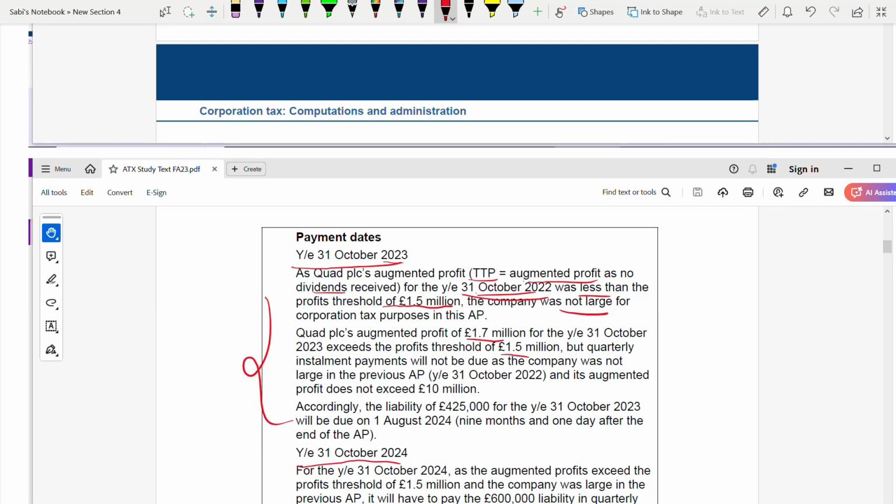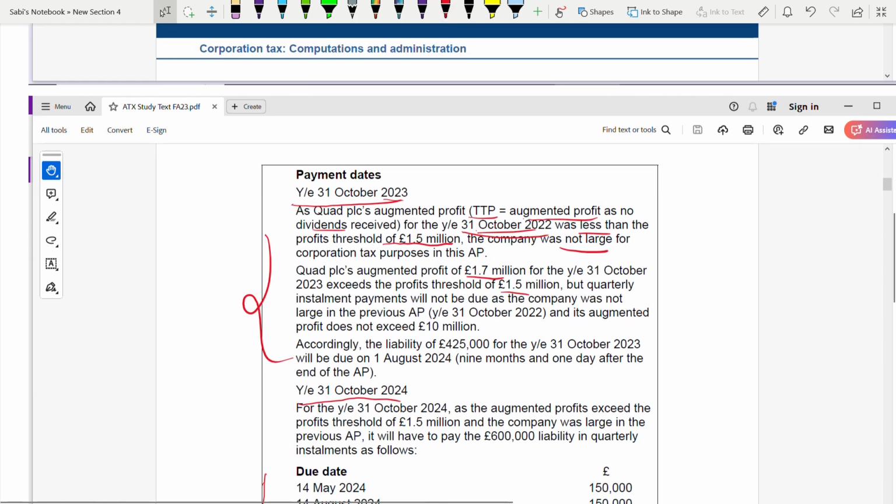But they don't have to pay the quarterly installments because in the previous year, they were not large. This falls under that first exception, because in the previous year they were not large. Okay, so they can pay 9 months 1 day. So this liability, this corporation tax, will be paid 9 months 1 day from this date onwards, which is 1st August 2024.